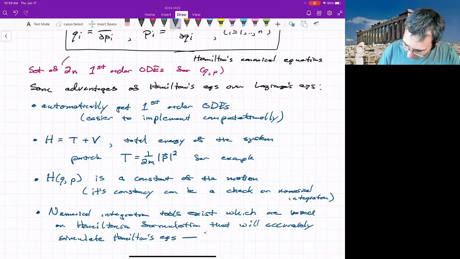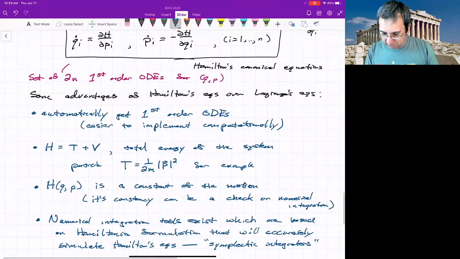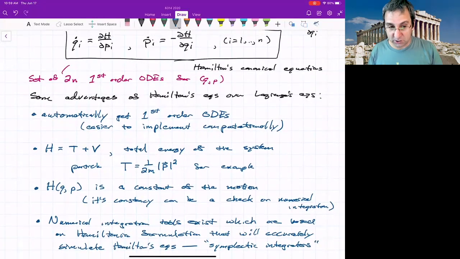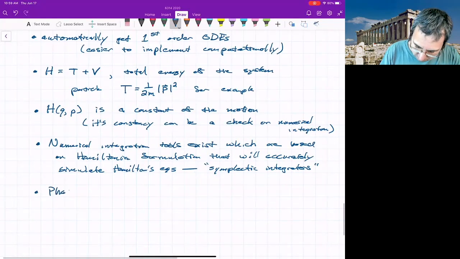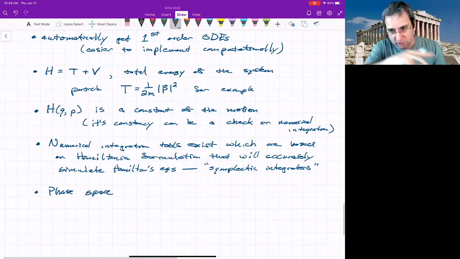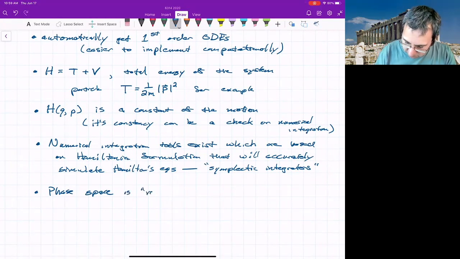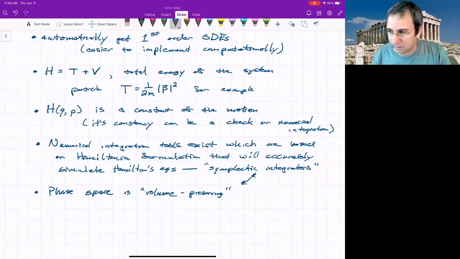And these are called symplectic integrators. And so they will, by design, conserve Hamilton's equations. They'll also conserve these other things that are maybe less intuitive: that phase space is volume preserving. So the evolution in this phase space is volume preserving, plus all of those other things that are called the integral invariants of Poincaré-Cartan. So if you use a symplectic integrator, then you would get that automatically.